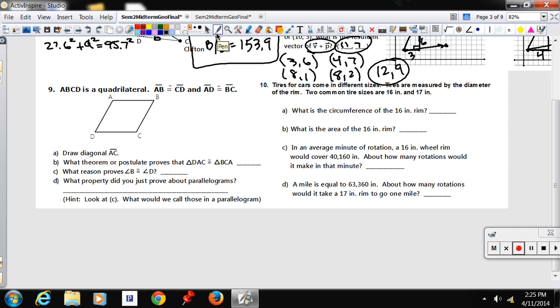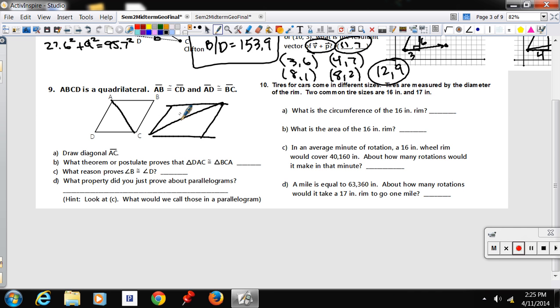Okay, number 9, we've got C is number 18. And D is number 22. So if you have test D, go to 22. If you have C, go to 18. A and B are both 9. Now, this question was the same answers on all 4 test versions. The only thing that was different was number A. This one asked you for AC. If you had B or D version, it asked you to draw that diagonal.